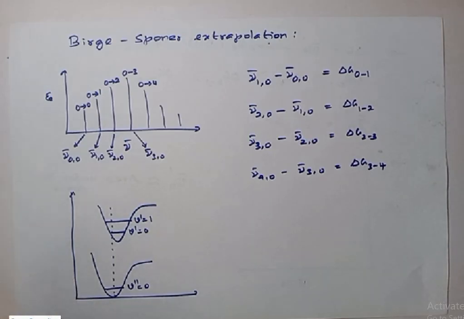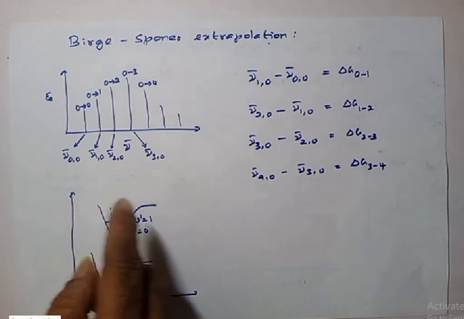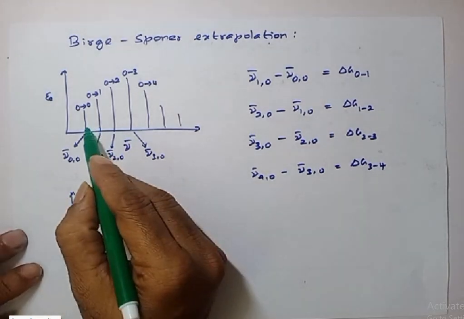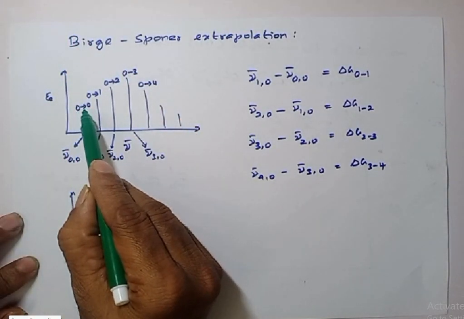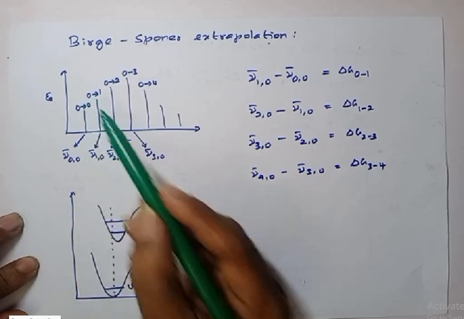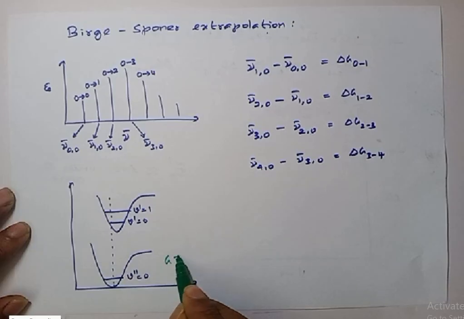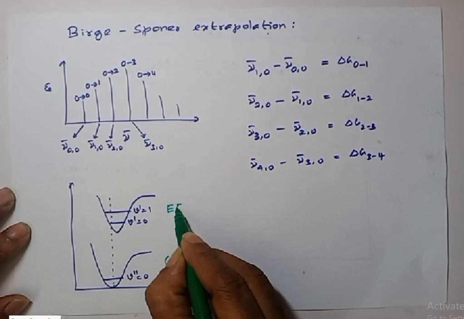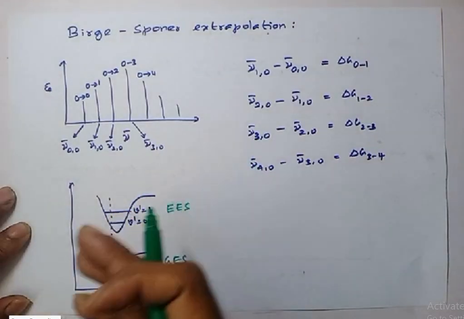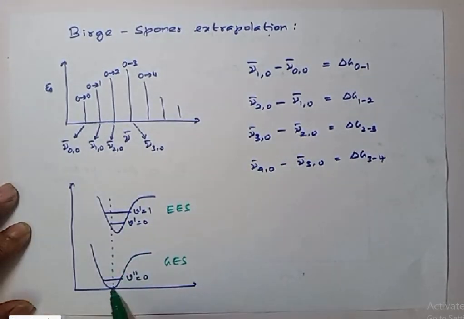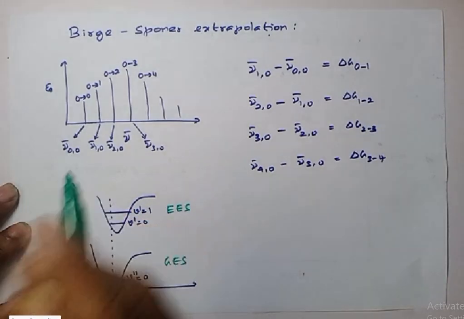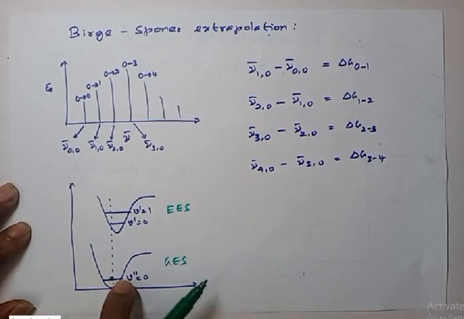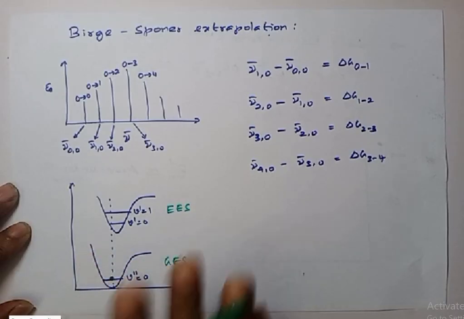Suppose for a diatomic molecule, the spectrum is obtained in this manner. This is called the vibrational course structure. The first line corresponds to the 0 to 0 transition. The second line corresponds to the 0 to 1 transition. What is meant by 0 to 0? See, this is the ground electronic state and this is some excited electronic state, maybe first excited or second excited. Listen, this is the V double prime equal to 0 level. We all know that at room temperature, almost 99.9% of molecules are present in the ground vibrational level of the ground electronic state.